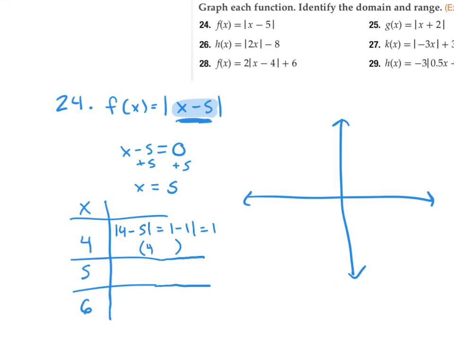So we plugged in 4, and we got 1. So we're going to go to the right 4, and up 1. And that's 1 point. Now we plug in 5. So we have 5 minus 5, which is 0. So then what's our point here?